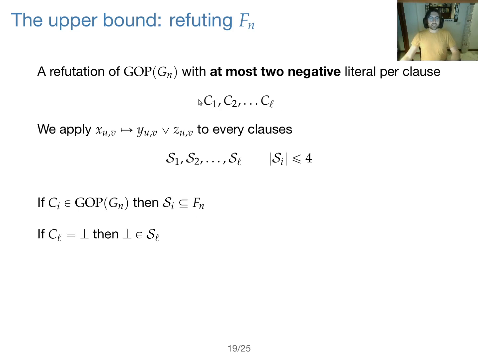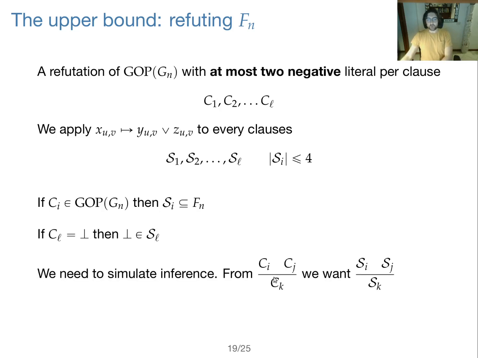Another observation is that the last set of clauses in this sequence of bags of clauses contains the empty clause, because CL is the empty clause, and the lifting of the empty clause is the empty clause. So in order to make this sequence of sets of clauses a true refutation, we need to simulate the inference, like the original resolution inference in the original refutation. For example, from the clauses in SI and the clauses in SJ, we need to efficiently derive the clauses in SK.